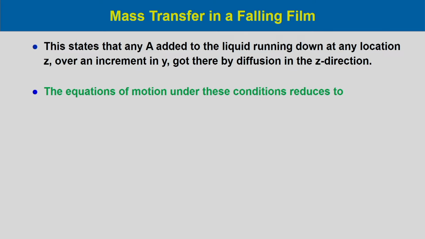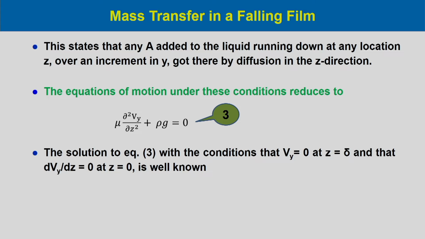The equation of motion under this condition will be again reduced to equation 3, which is mu del square V y divided by del z 2 plus rho g equal to 0. Rho is the density and g is the gravitational acceleration, and V y is the velocity, z is the distance from the gas liquid interface to the surface, mu is the viscosity. The solution to this equation with the conditions V y is equal to 0 at z is equal to delta, and that dV y dz is equal to 0 at z is equal to 0.